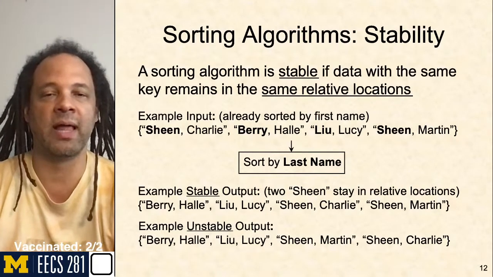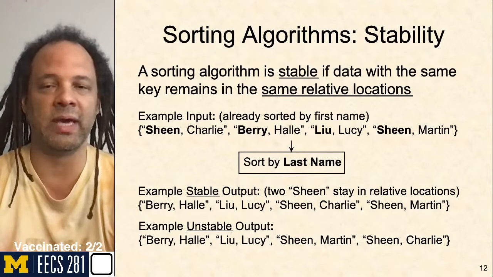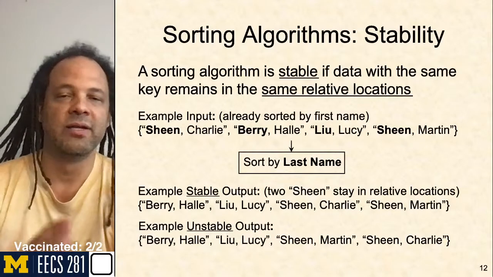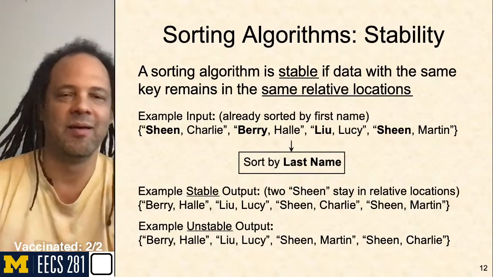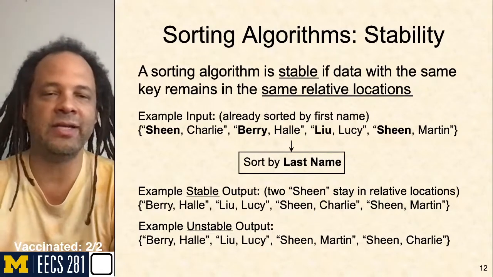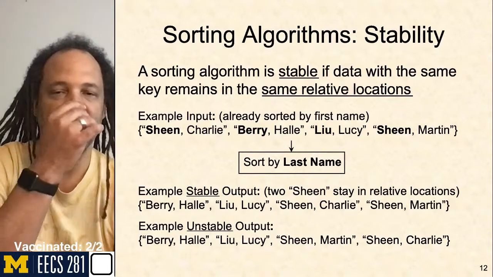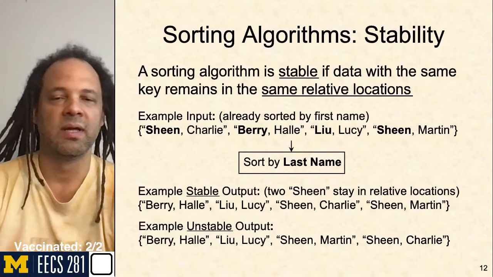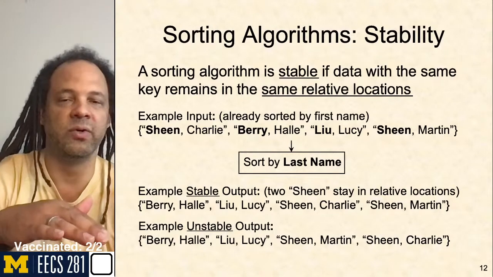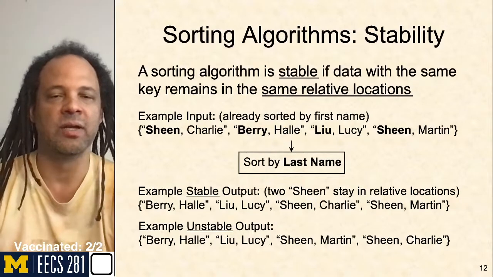So it talks about a sorting algorithm being stable if the data with the same key remains in the same relative location. So here's the input data. It's already sorted by first name. We've got Charlie Sheen, Hallie Barry, Lucy Lou, and then Martin Sheen. So C, H, L, M are my first names. Then if I sort by last name, if I've got a stable sort, the interesting part is when we get to the Sheens. Hallie Barry comes first, then Lucy Lou, because now we're going by last name, B, then L. And then the N has the two Sheens, Charlie and Martin.